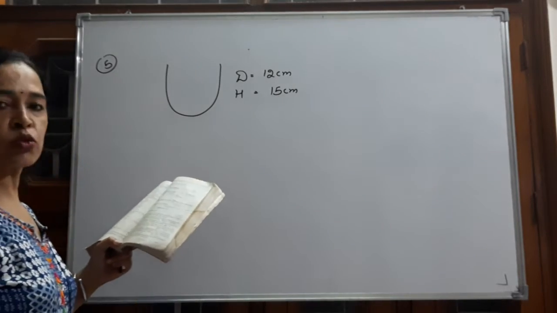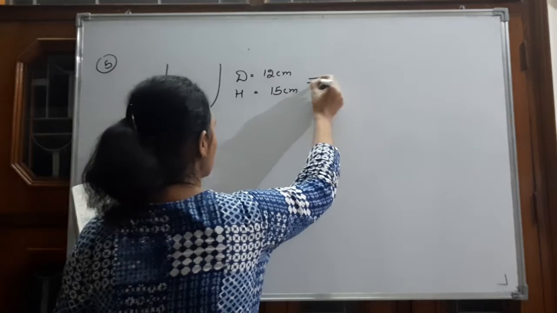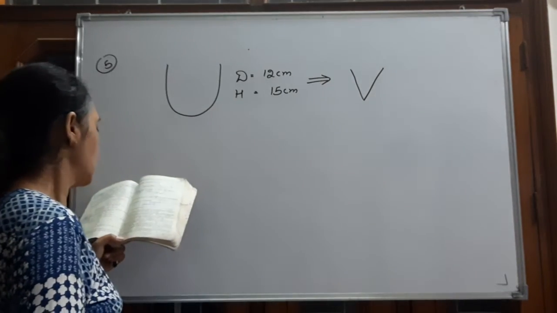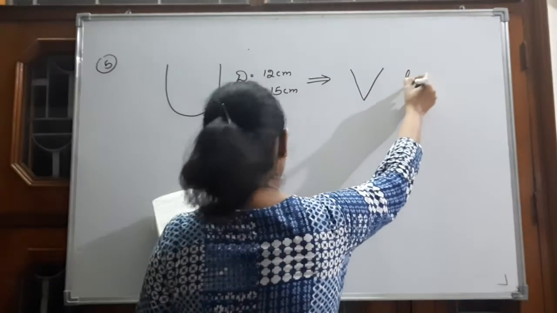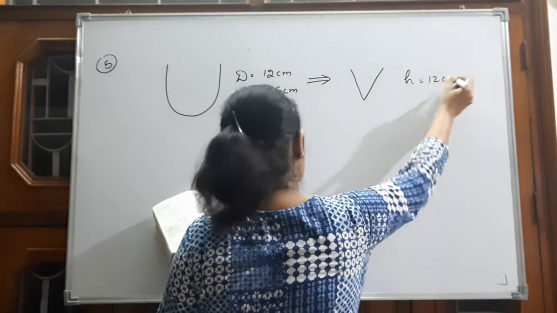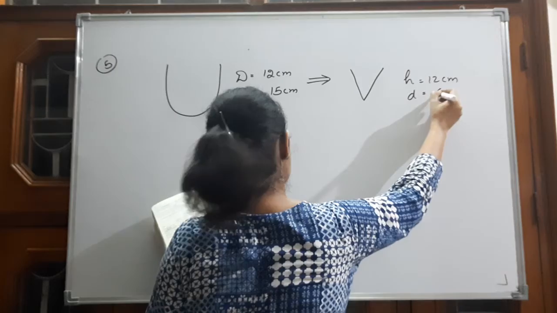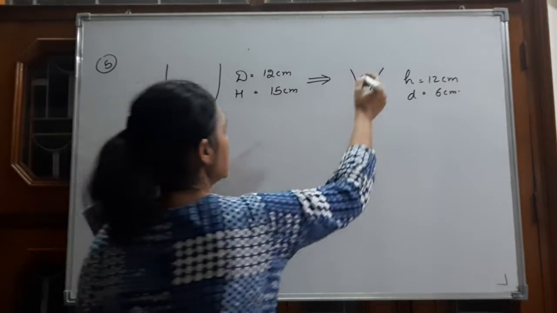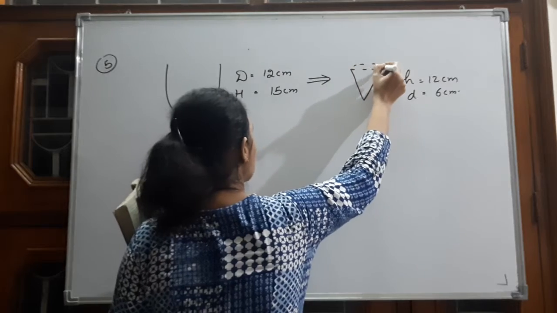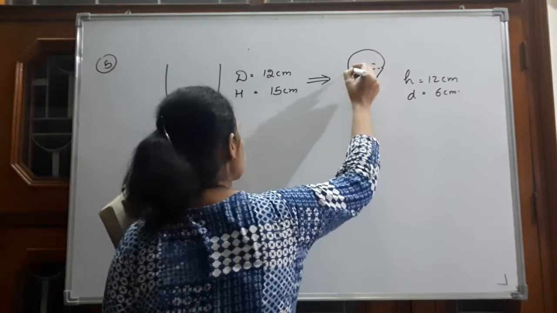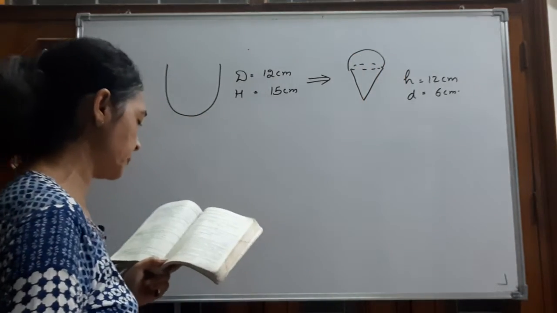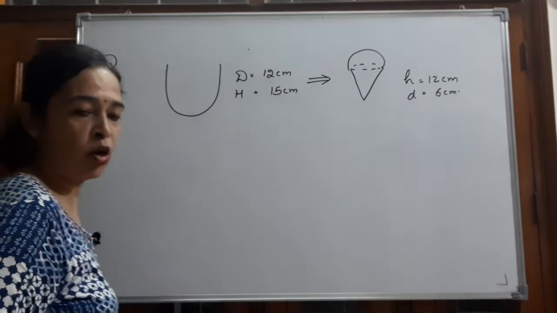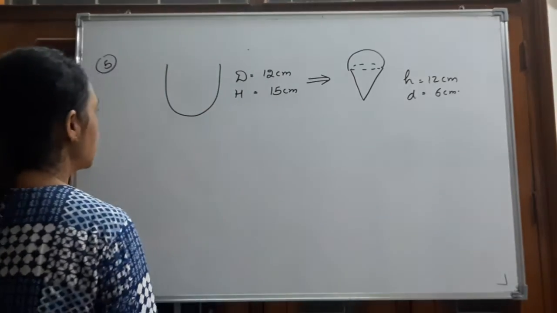This ice cream is to be filled in cones. From this container, we will fill this ice cream in cones whose height is 12 centimeters and the diameter is 6 centimeters, having a hemispherical shape on the top. Ice cream is like this. Clear? Find the number of such cones which can be filled with ice cream. How many cones can be filled with ice cream?